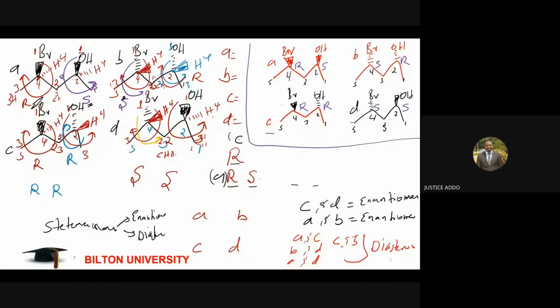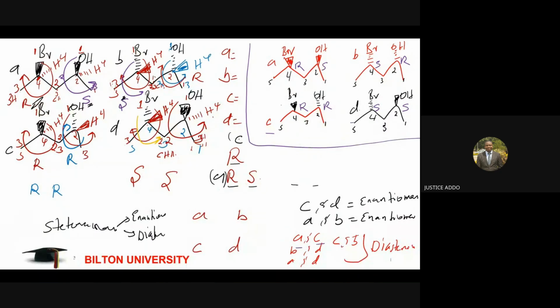So those are our enantiomers. Diastereomers are molecules in which, if you have two chiral carbons in two different molecules, only one is going to change while the other does not change. For example, we are saying that A and C are diastereomers. If you look at carbon number 4 in A, it is R, and in C, it is also R.